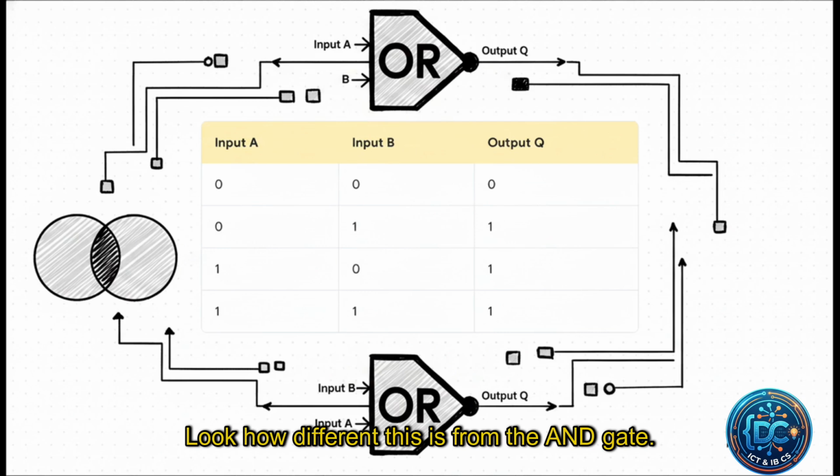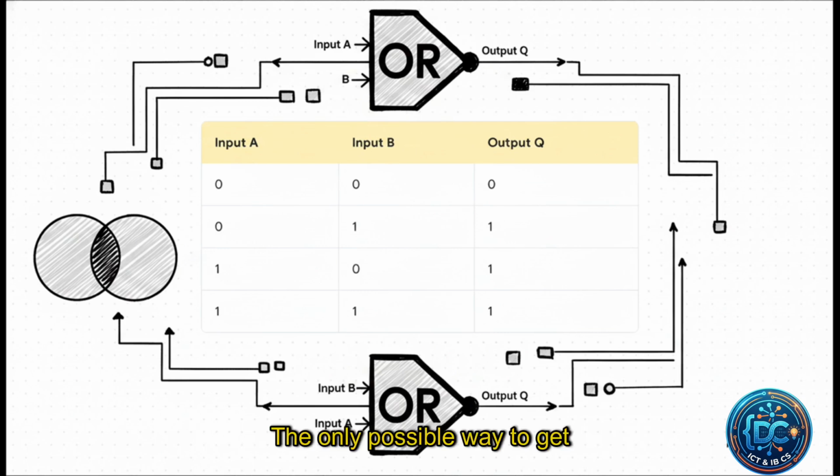Look how different this is from the AND gate. The only possible way to get a 0 for an output is if both inputs are 0. If input A is on or input B is on or both are on, you get a 1. As long as at least one condition is met, that gate is wide open.